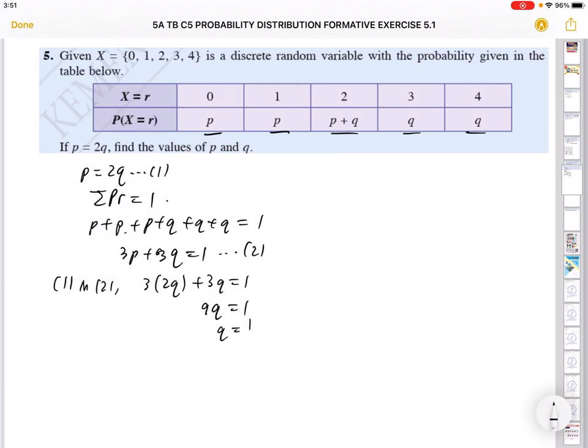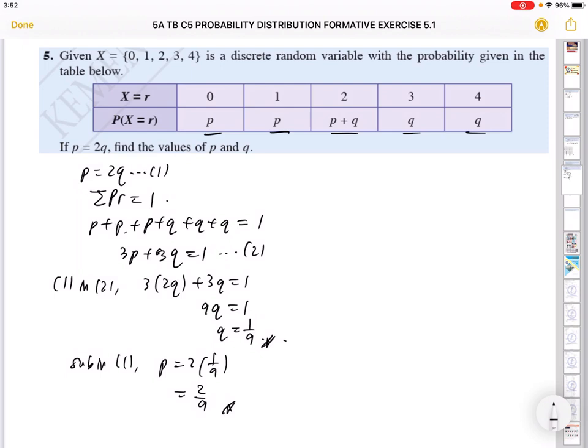Okay, so once you got q, we sub inside equation number 1, p is 2 times 1 over 9, answer is 2 over 9. Okay, right. Alright, let's move on to the next question.